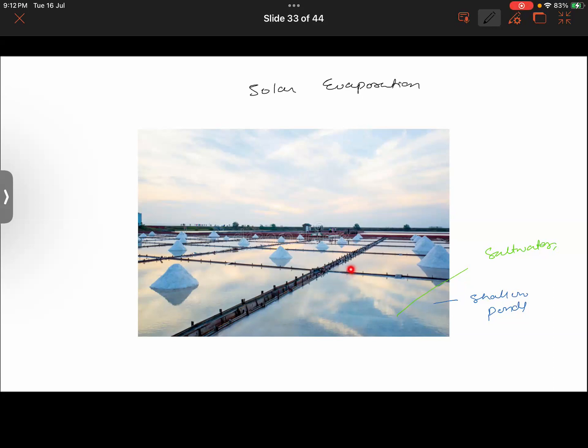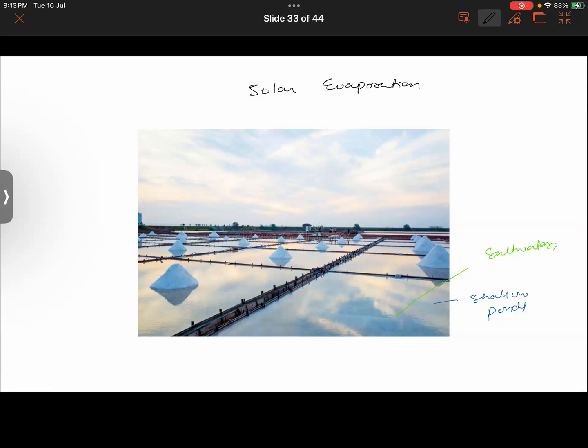So the people would simply construct shallow ponds like this, in which the water would be accumulated and left to dry. Evaporation will be taking place, right? As the salt water is trapped in these shallow ponds, it is continuously exposed to the sunlight. Due to the sunlight, the water will evaporate and leave behind the salt. As you can see in this image, the salts have been collected like this over here.